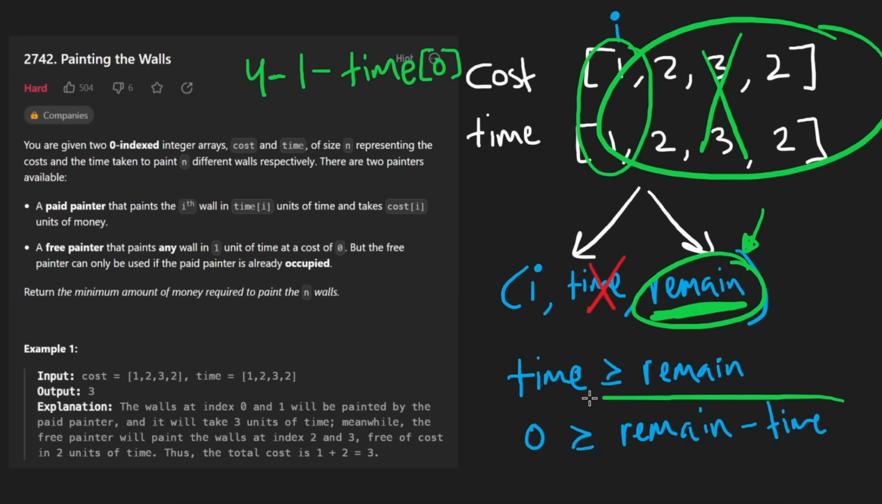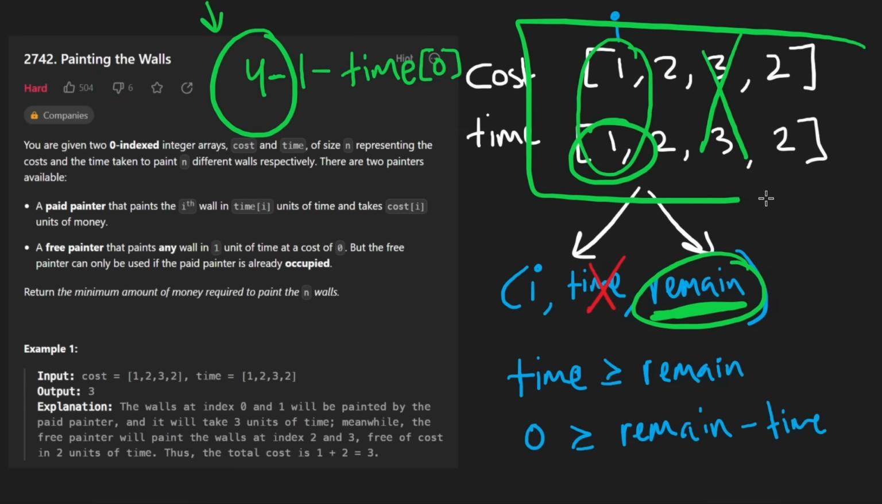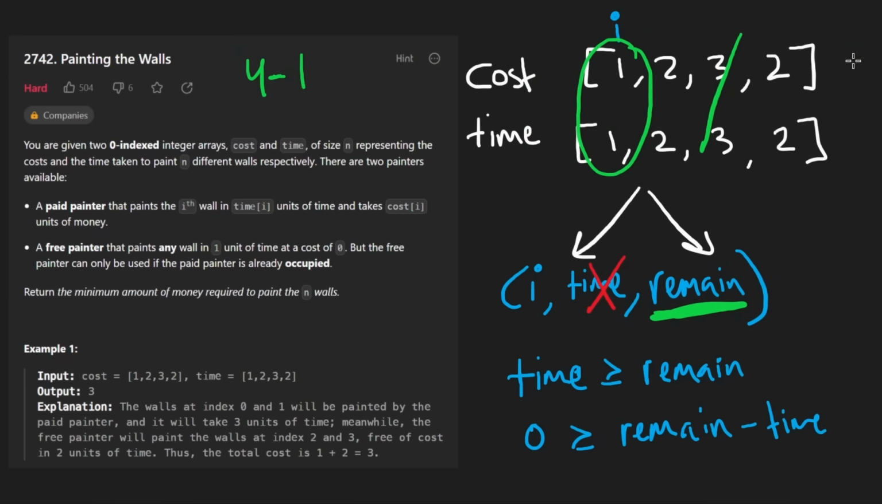And this equation here is a little bit of the intuition of why we're subtracting the time as well. We're accumulating the time for the walls that we select. And as we aggregate those, we're subtracting them from what we initially started with remaining, which was the length of the array, because that tells us how many walls we started with. So I'll do a quick example.